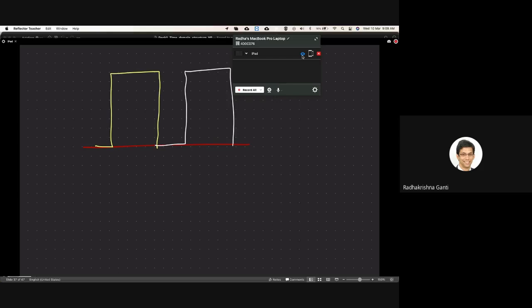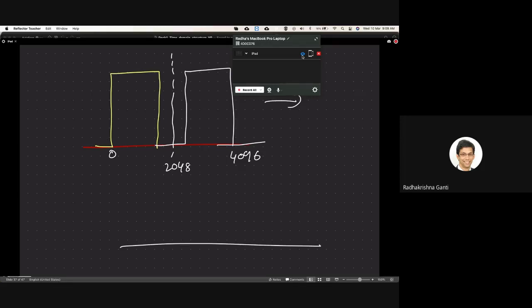If you give an input like this, this is 0, this is 4096. 4096 by 2 is 2048 roughly. No, it's 2048. What it does is, you pass this through your IFFT. Then the final output spectrum would be: this yellow will become the center part, and this side it will come like this.